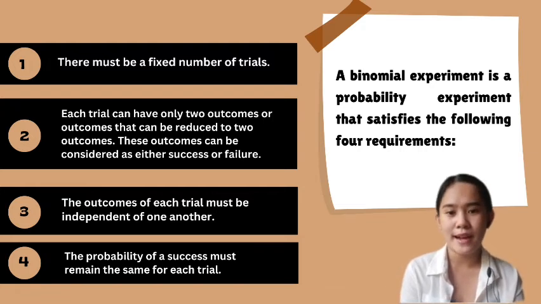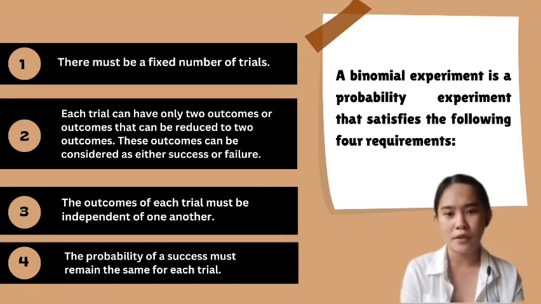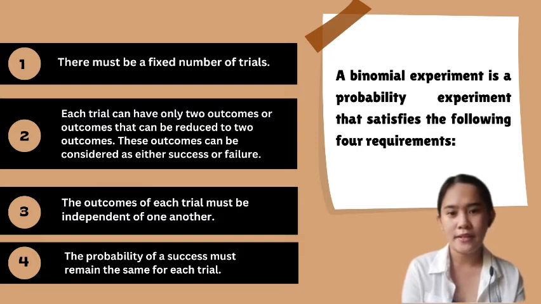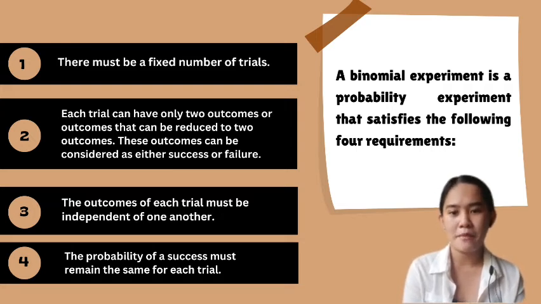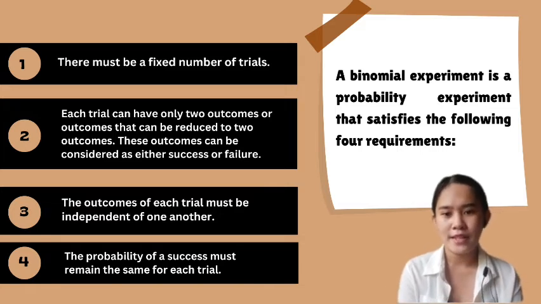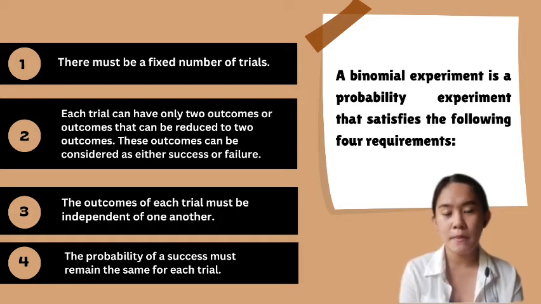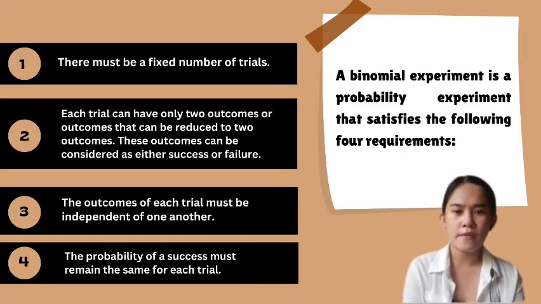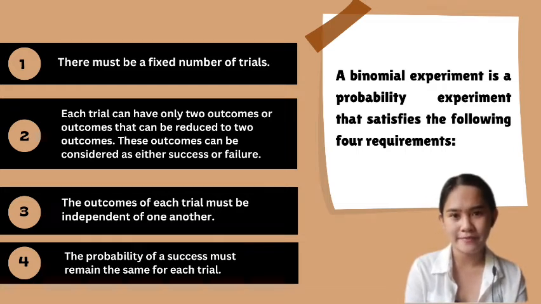Number 3. The outcomes of each trial must be independent of one another. This simply means that the outcome of one trial does not affect the outcome of another trial. For example, suppose we flip a coin and it lands on heads. The fact that it landed on heads does not change the probability that it will land on heads in the next flip. Number 4. The probability of a success must remain the same for each trial. In order for an experiment to be a true binomial experiment, the probability of success must be the same for each trial. For example, when we flip a coin, the probability of getting heads, or success, is always the same each time we flip the coin.